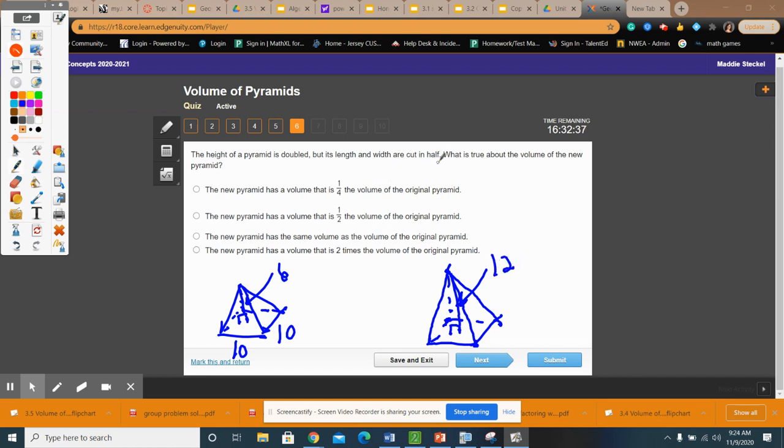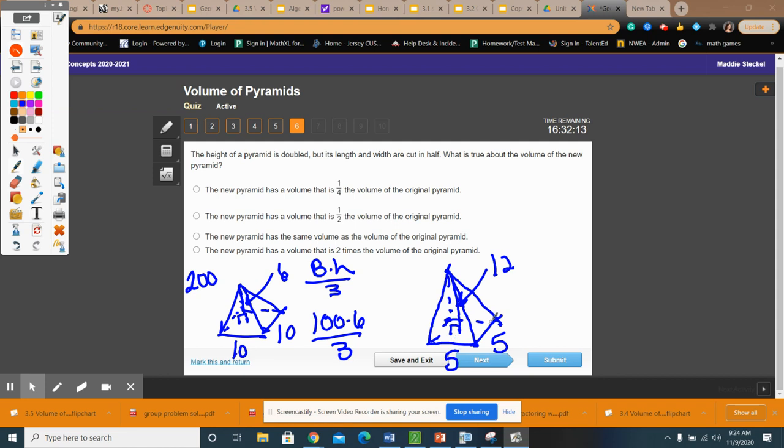And then the lengths are cut in half. So instead of 10, we're going to have 5. And we're going to compare the areas or volumes. So this is big B times H divided by 3. That's going to be 100 times 6 divided by 3. I'm getting 200 for this guy.